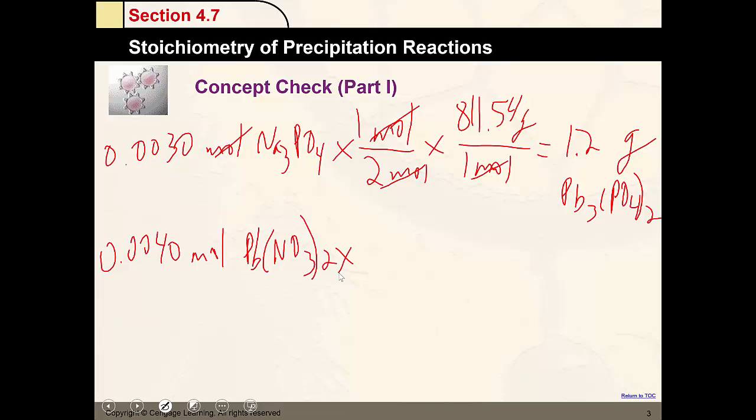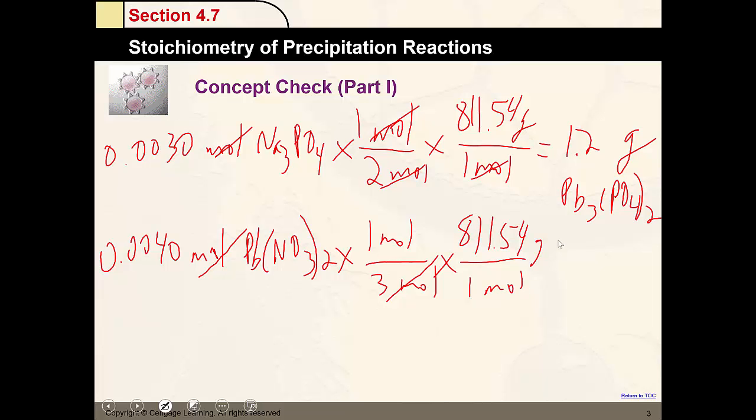And same thing, we use the mole ratio from the balanced equation. For every 3 moles of lead nitrate, there's 1 mole of the solid product. And we convert to the mass of lead phosphate. So same thing, multiply by the molar mass of lead phosphate. For this one, we get a mass of 1.11 grams of lead phosphate.